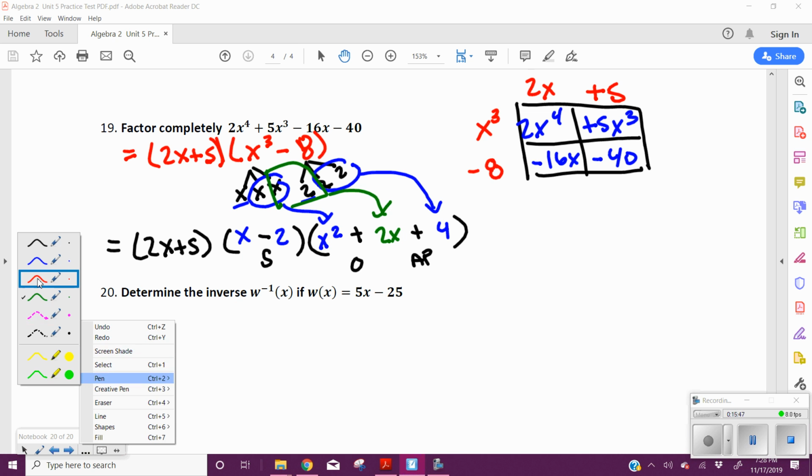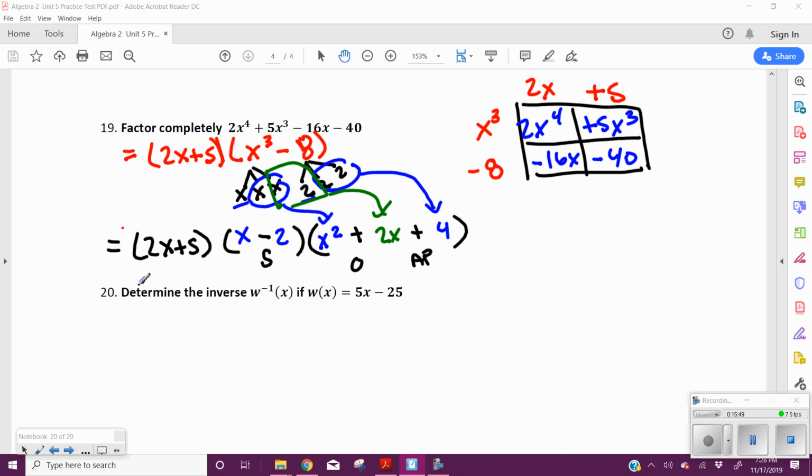So make sure you double check that it is factored completely, meaning no more GCFs, no difference of squares, difference of cubes, or sum of cubes. So always keep asking those questions if at all possible in order to be completely finished for full credit.